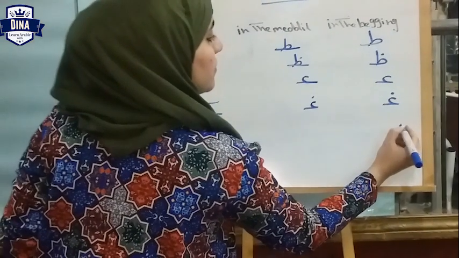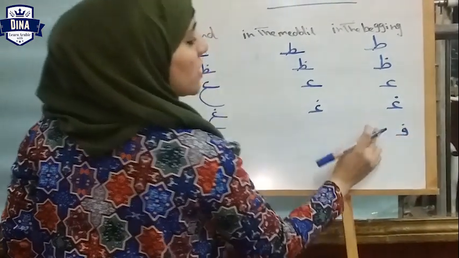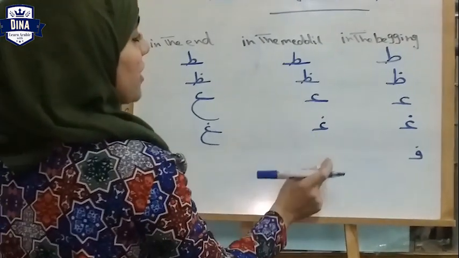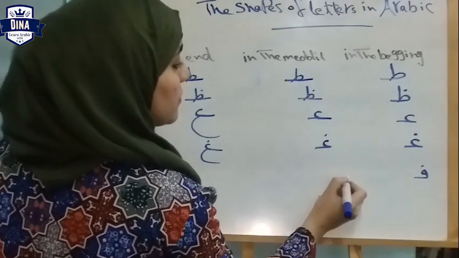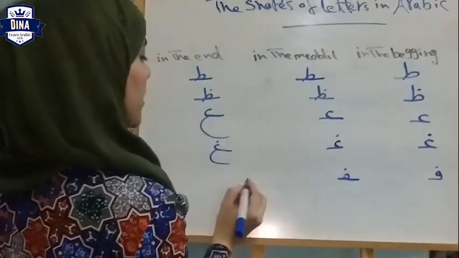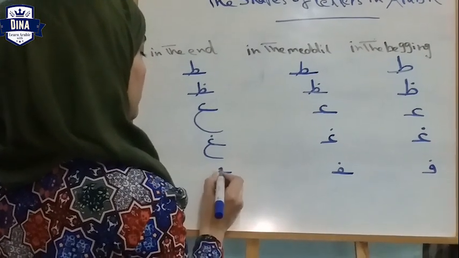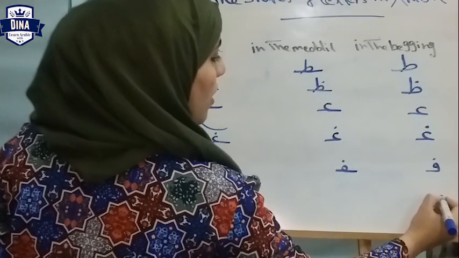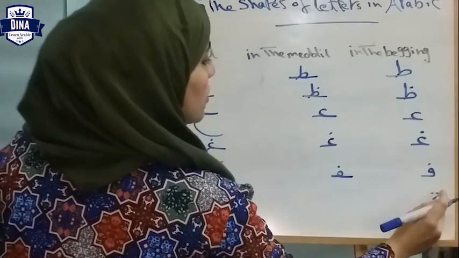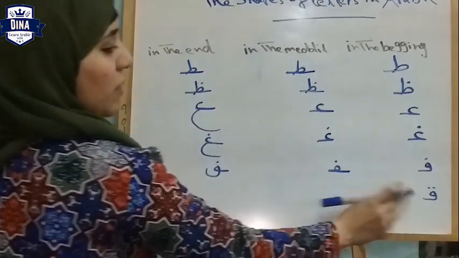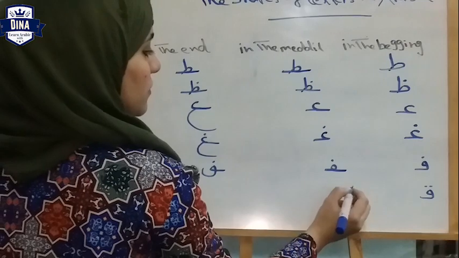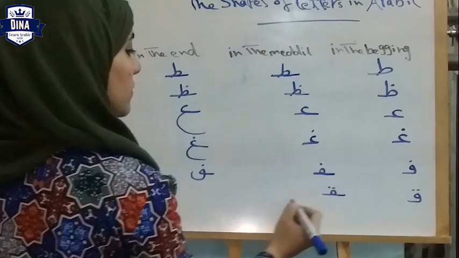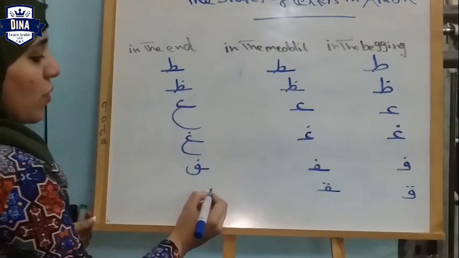فاء. فاء has one dot on the top, and this is the shape when it's coming in the beginning of word. When it's coming in the middle, when it's coming in the end of word. After then, قاف. قاف has two dots on the top. When قاف is coming in the middle of word. When قاف is coming in the end of word.